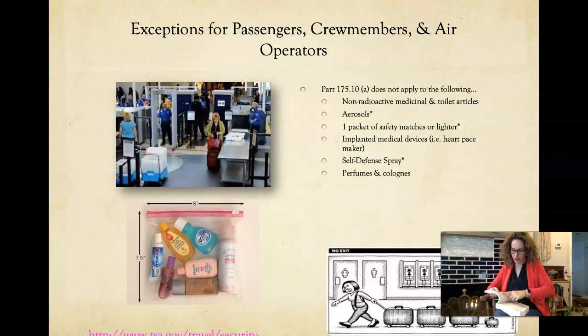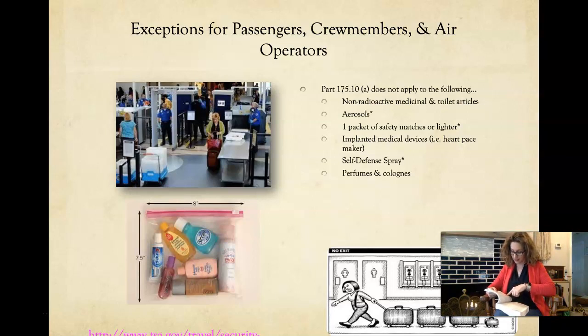So, for example, you look under 175.10, it talks about A1, non-radioactive medicinal and toilet articles for personal use, including aerosols. You youngsters, that was hairspray. I guess they still have hairspray. I just feel like nobody uses it anymore. If you look under number 2, 1 packet of safety matches or a lighter. But if we're in a climate where they think that's not good and we're a higher security risk, they can say that's not permitted.